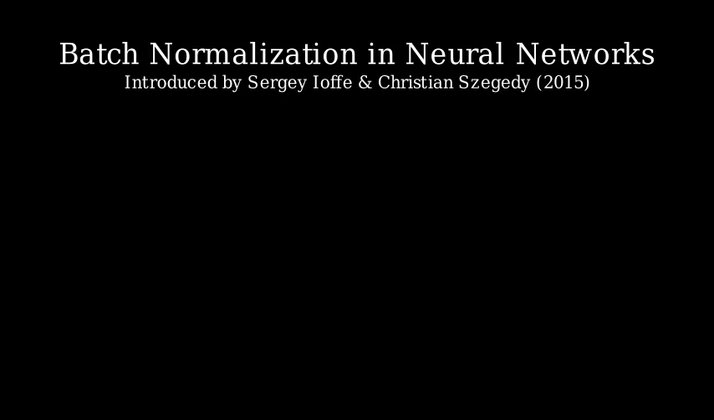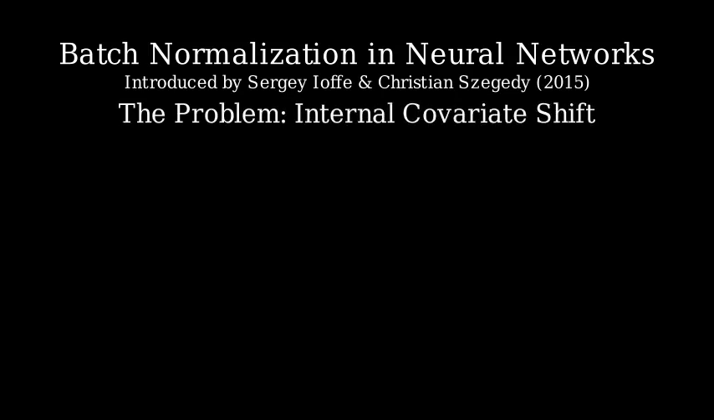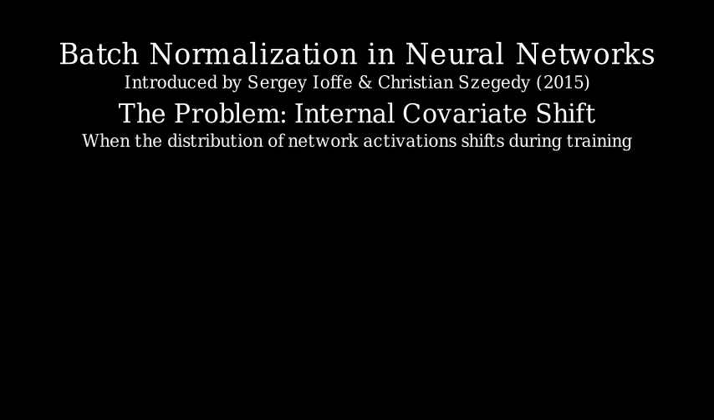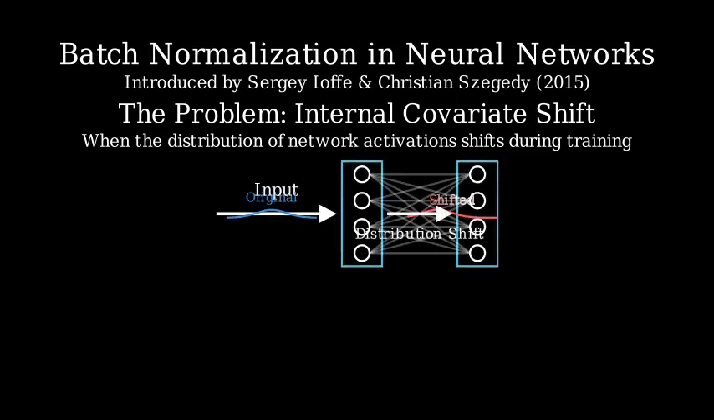Before we dive into batch normalization, let's understand the problem it's solving. Deep neural networks can be difficult to train, partly because of what's called the internal covariate shift problem. What does that mean? Well, during training, as the parameters of the earlier layers change, the distribution of inputs to later layers also changes. This means that later layers constantly have to adapt to new input distributions, which slows down training. Let me illustrate this with an example.